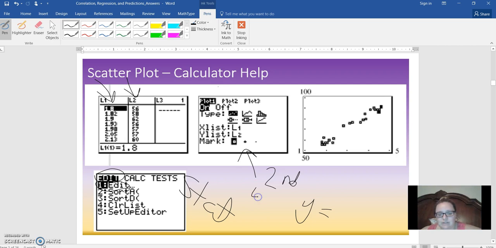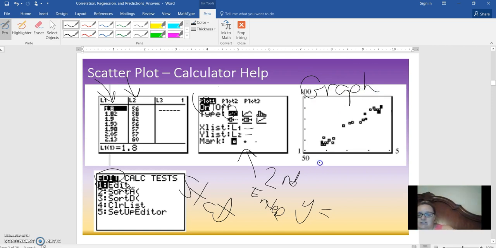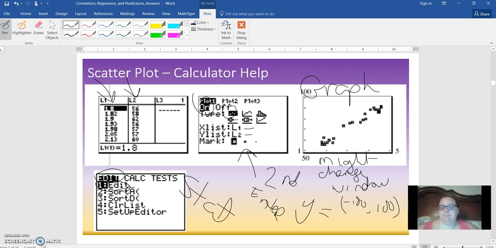So second y equals, and then push enter. We need it to be on. We need this first one selected, and we need list 1 and list 2. Sometimes if you put your data in other lists, you can put those there. Then we're going to push graph. If you cannot see the graph, you might need to switch the window. My go-to is just -100 to 100, but if you want to get closer, you can change it.